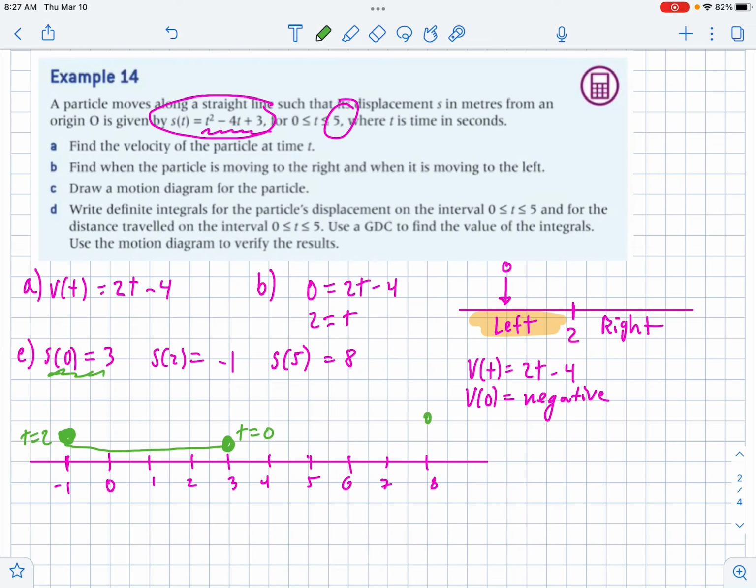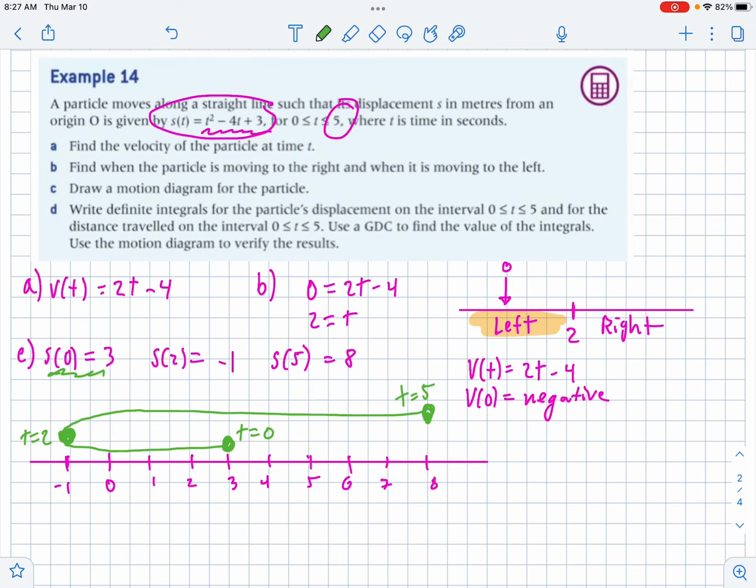Then it turns around and goes all the way to 8 at time 5. So it goes, turn around, t is equal to 5. So that's the motion diagram.